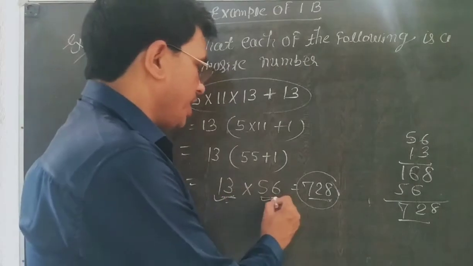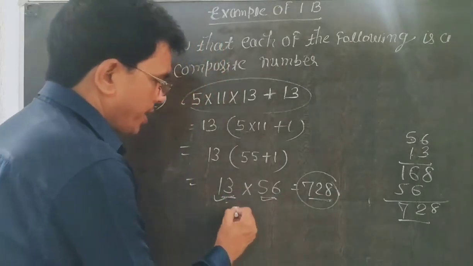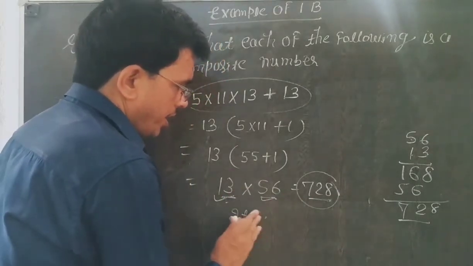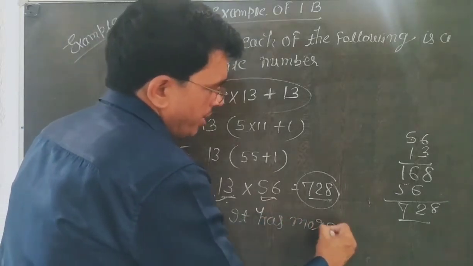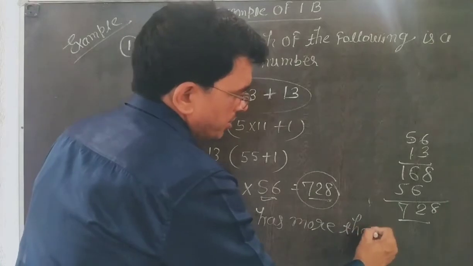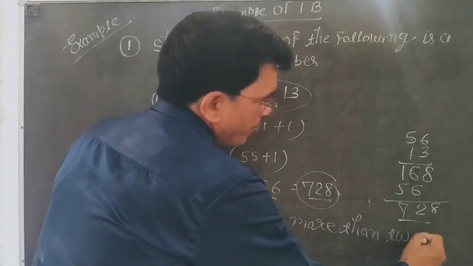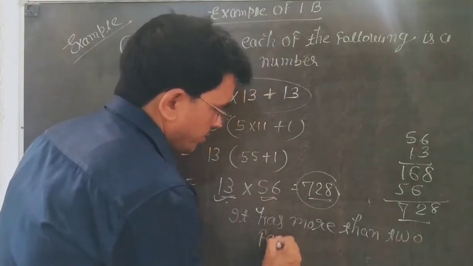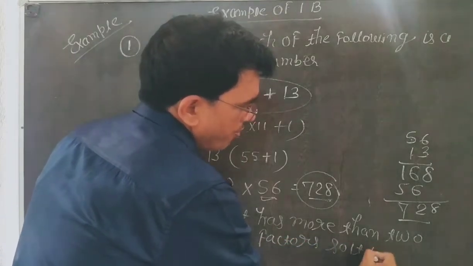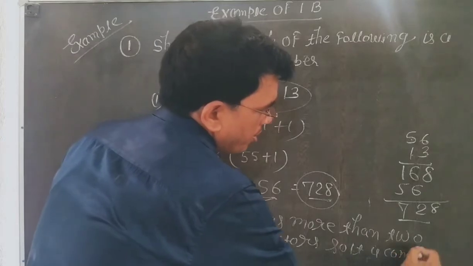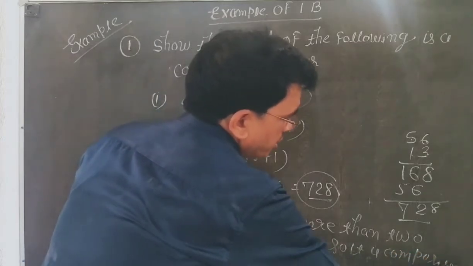So you write that 728 has more than 2 factors, so it is composite. So it is a composite number.